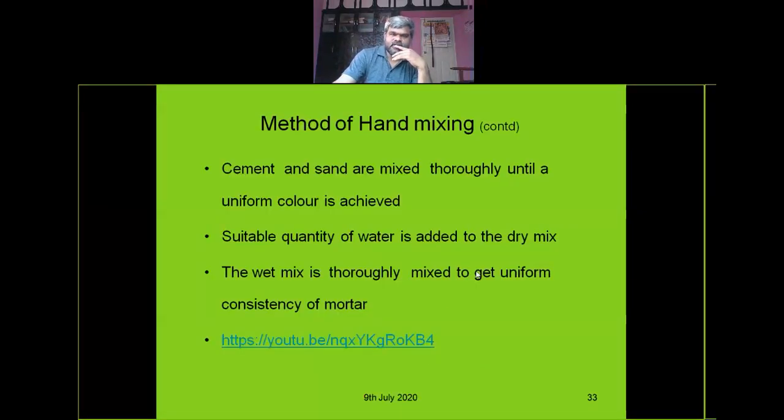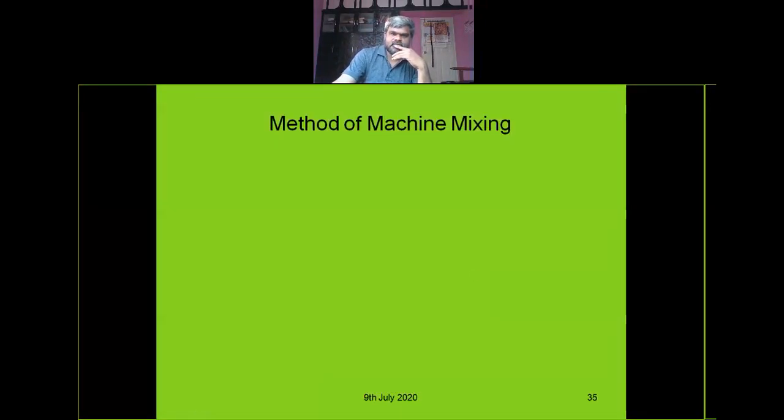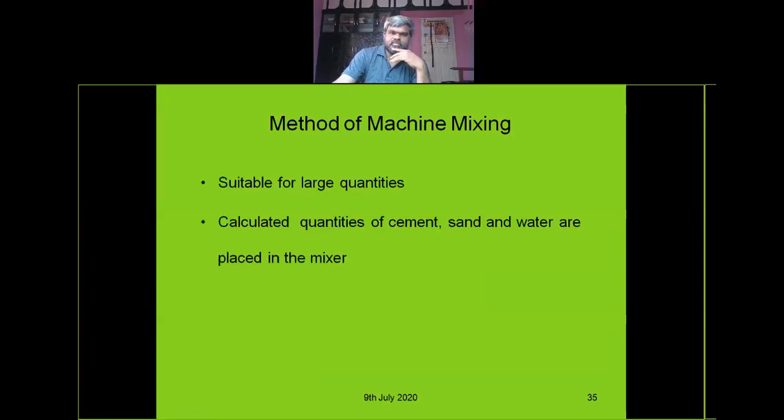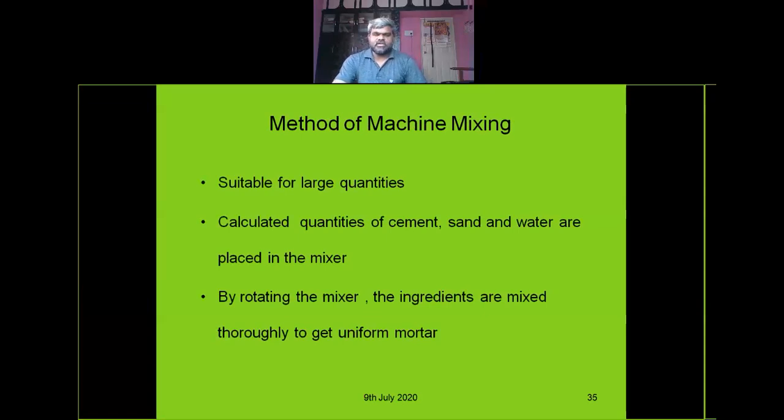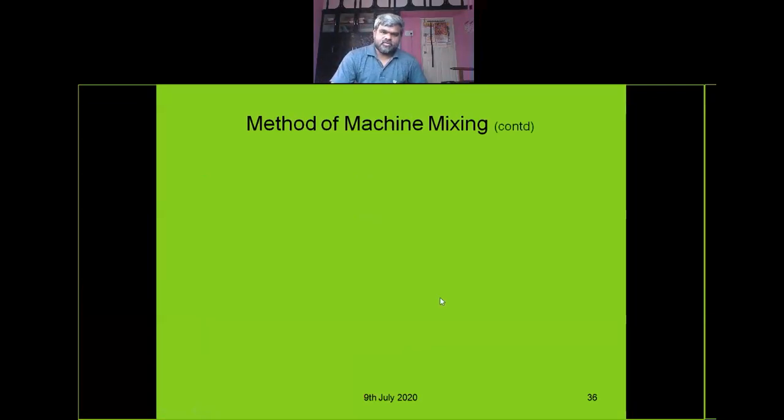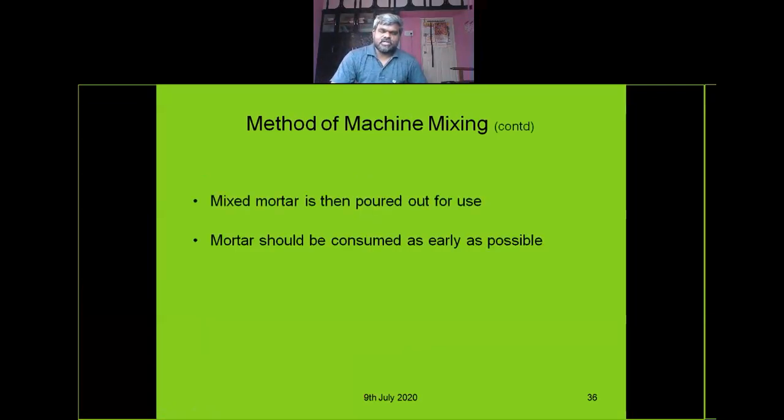Yeah, those are the different mixers. This is the machine mixing method. Machine mixing is suitable for large quantities, and calculated quantities of cement, sand, and water are placed in the mixer. By rotating the mixer, the ingredients are thoroughly mixed to get a uniform color. Mixed mortar is then poured out for use.